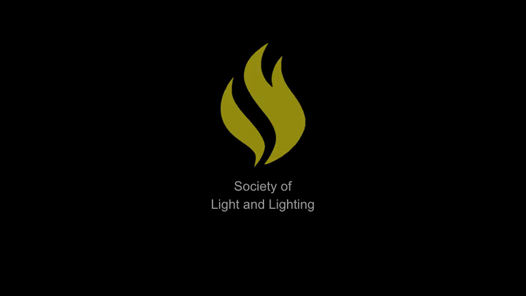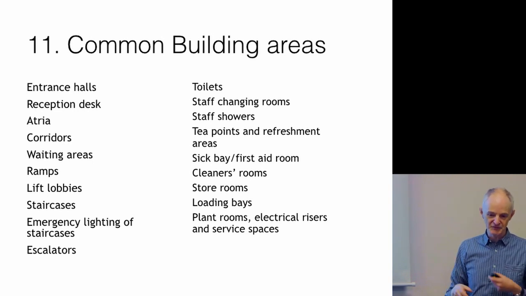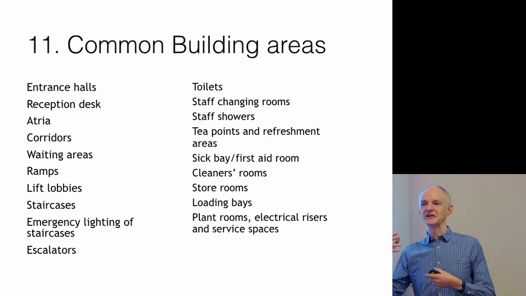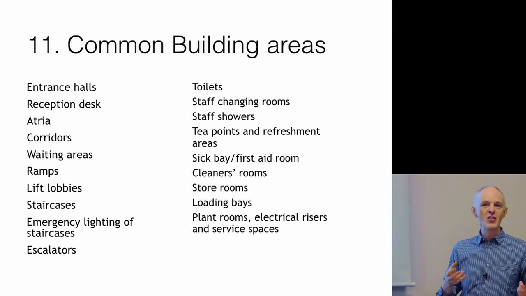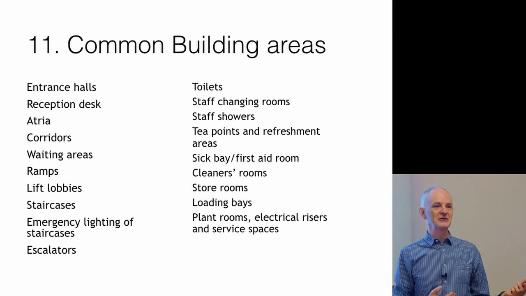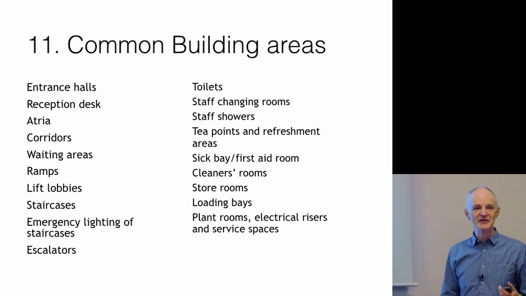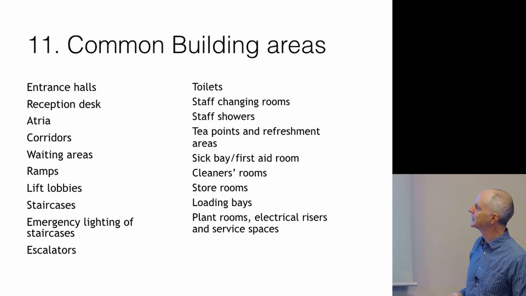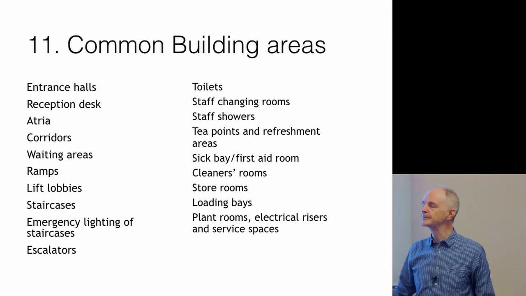One very interesting new chapter is this common building areas one, because we've realised that whether you're lighting a museum or an office building or a court or whatever it is, there are toilets. There are corridors, staircases, all the back of house stuff, cleaning cupboards, all those sorts of things. So these are a sort of generic group.